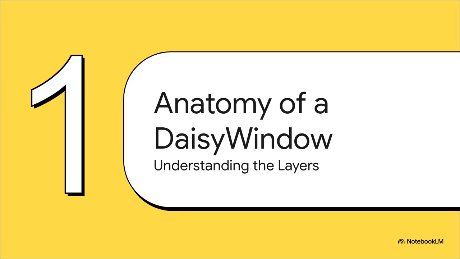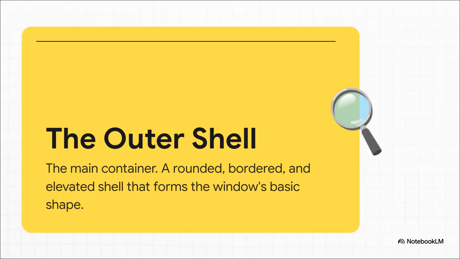Well, it all comes down to a really simple but powerful 3-layer structure. Once you get these layers, you've pretty much mastered the whole component. So, let's break them down. First up, you've got the outer shell. Just think of this as the foundation, right? It's the main panel that defines the window's entire shape. It handles the corner radius, the border, and, as we'll see in a second, that nice shadow effect. It's the canvas for everything else.